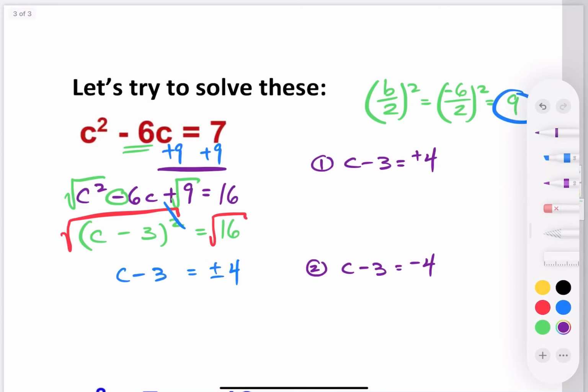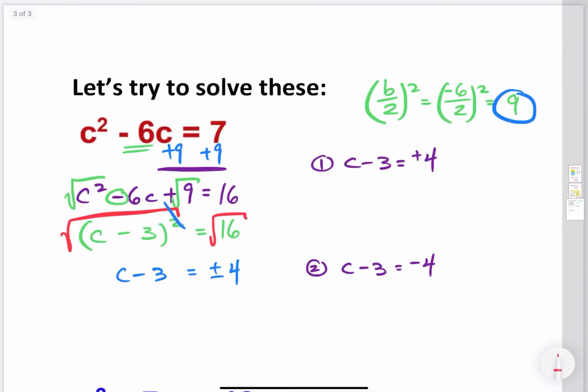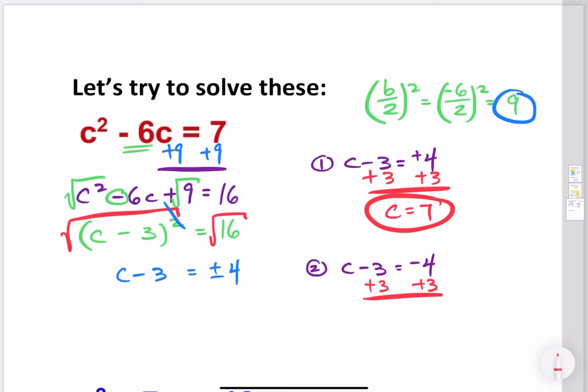So now we're just going to solve each one. The first one, we're going to add 3 on both sides. So c is equal to 7. We'll go ahead and add 3 on both sides to the second one, and c is negative 1. So once again, we could go ahead and write our answer in terms of a set. So c is going to be negative 1 and 7.